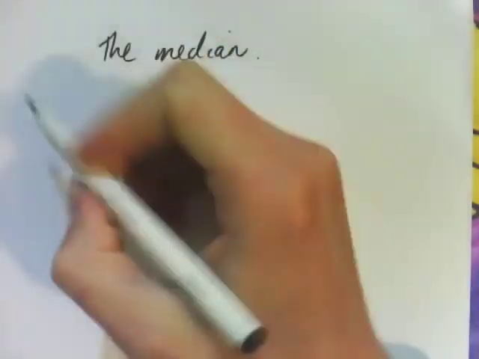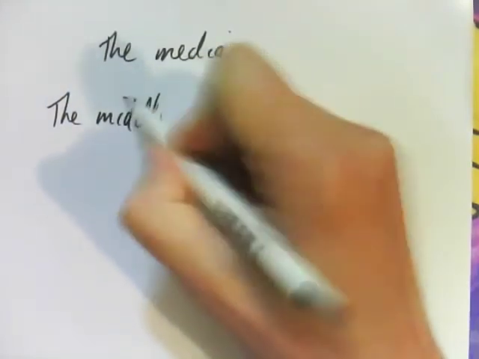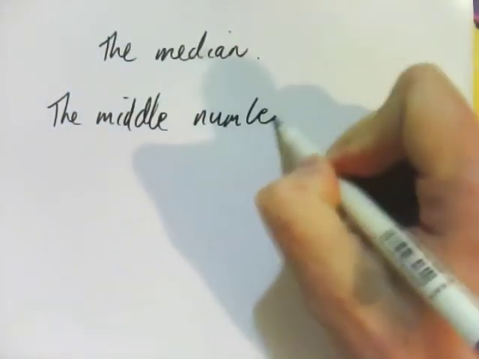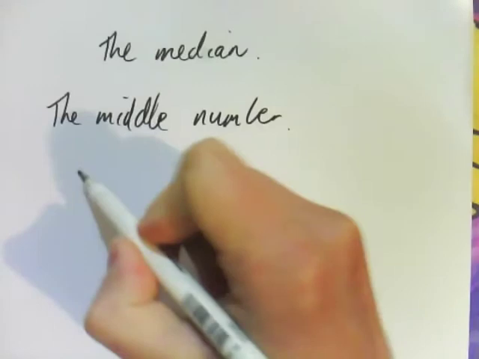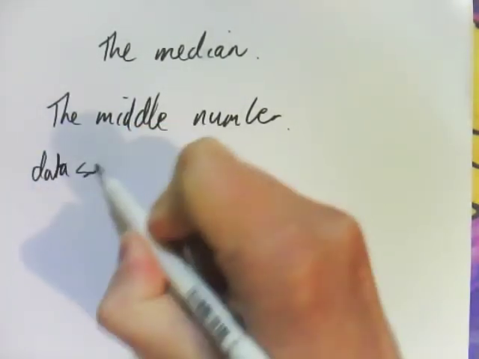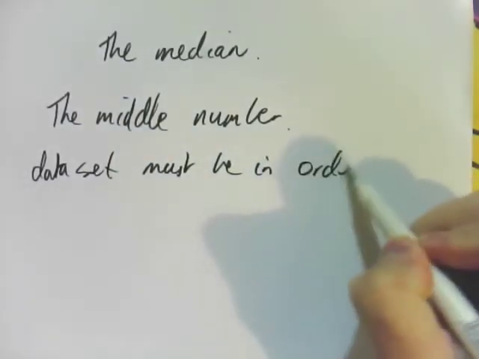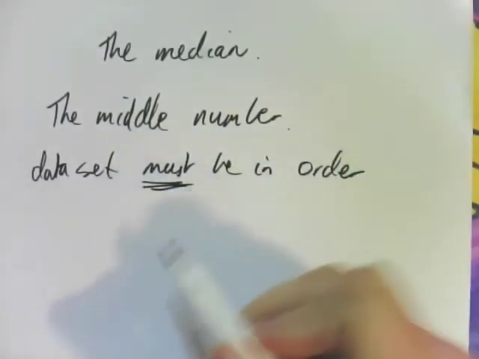Okay, the median is quite simply the middle number. And to find that middle number, your data set must be in order. Must. Okay, it has to be in order.